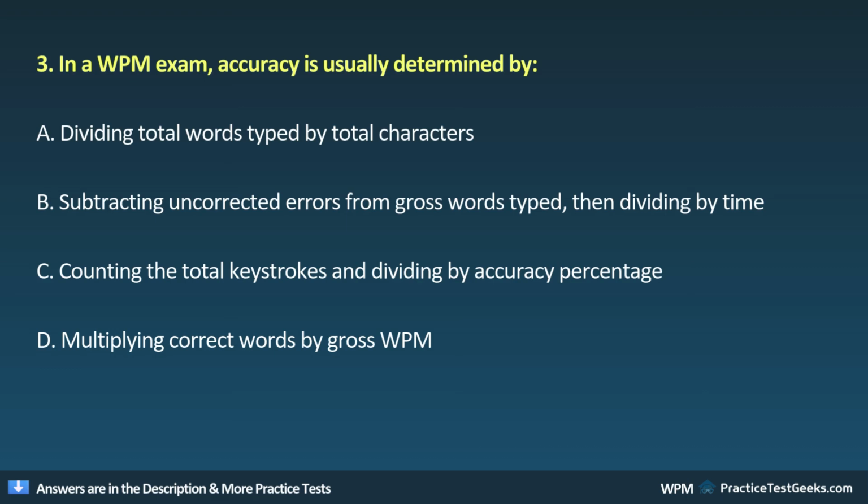3. In a WPM exam, accuracy is usually determined by A. Dividing total words typed by total characters. B. Subtracting uncorrected errors from gross words typed, then dividing by time. C. Counting the total keystrokes and dividing by accuracy percentage. D. Multiplying correct words by gross WPM.